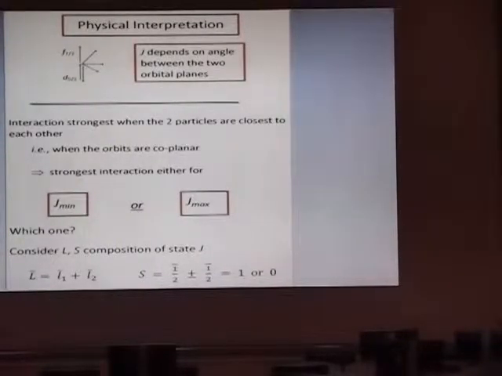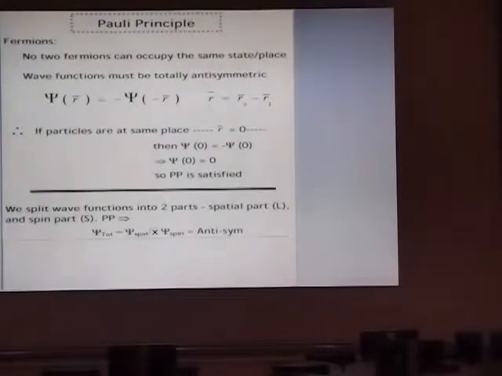So I write the orbital part as the orbital angular momentum of the first particle plus the orbital angular momentum of the second, a vector sum. And the S, the intrinsic spin, is 1/2 plus or minus 1/2 equals 1 or 0. Okie dokie? Okay. Now, I have to make a comment about the Pauli principle. Pauli principle says no two fermions can be in the same place. But that is equivalent to saying the wave function must be antisymmetric.